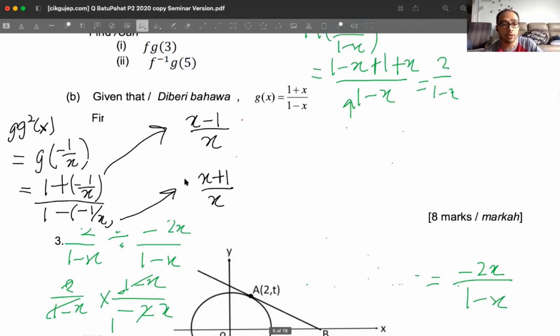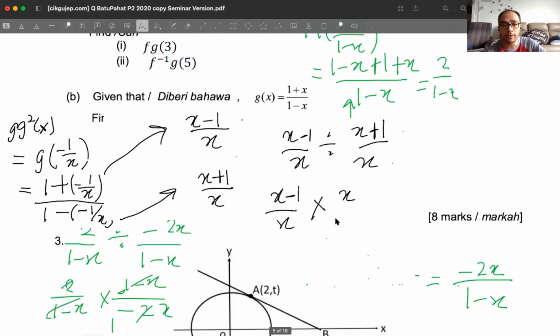So if I combine these two together, I'll get x minus 1 over x divided by x plus 1 over x. So if I do this, I get x minus 1 over x times x over x plus 1. Then you get, am I doing this rightly? I feel like I have gotten this wrong.